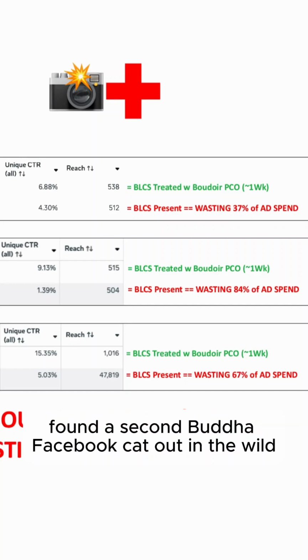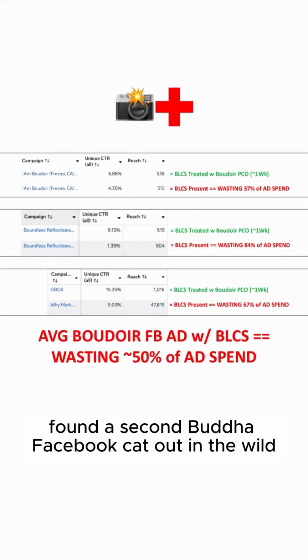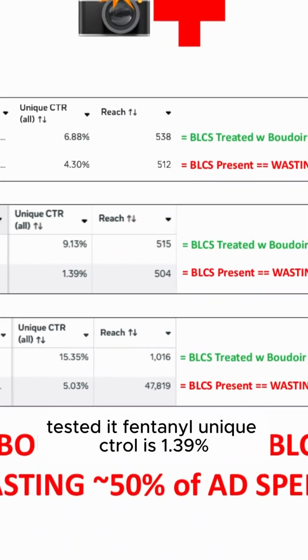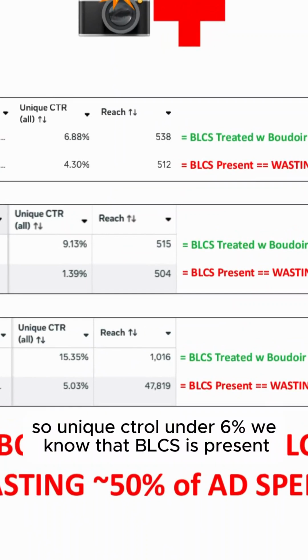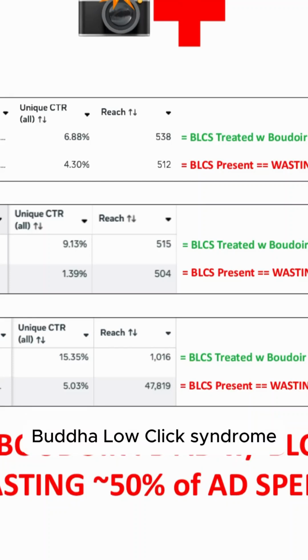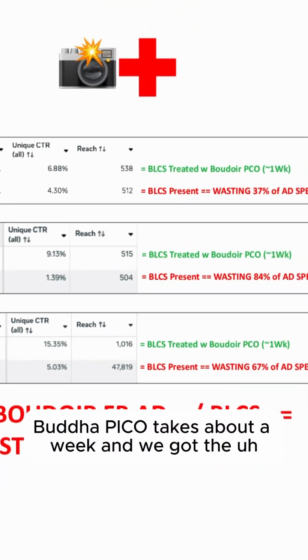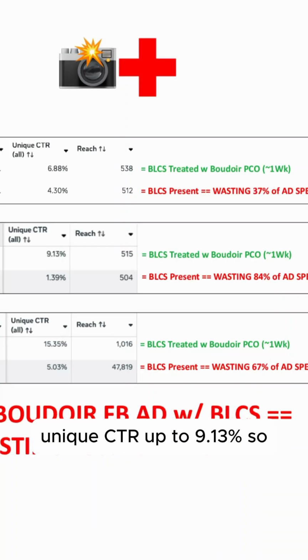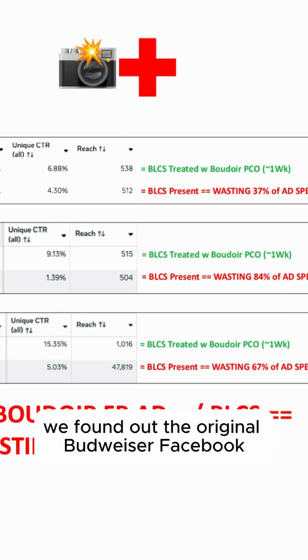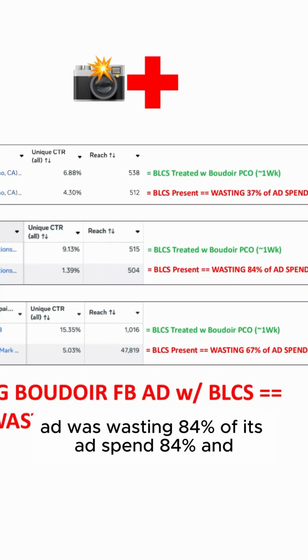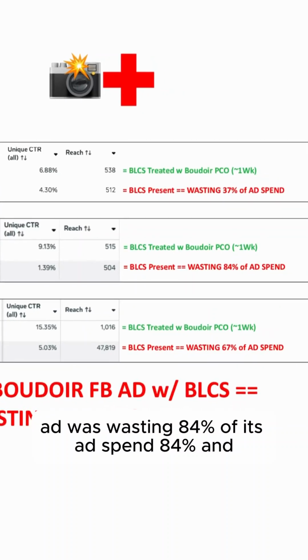Second part of my residency, found a second boudoir Facebook ad out in the wild, brought it to the hospital, tested it, found its unique CTR was 1.39%. So unique CTR under 6%, we know that BLCS is present, boudoir low click syndrome. So we got the treatment though. Boudoir pico takes about a week. And we got the unique CTR up to 9.13%. So we found out the original boudoir Facebook ad was wasting 84% of its ad spend. 84%.